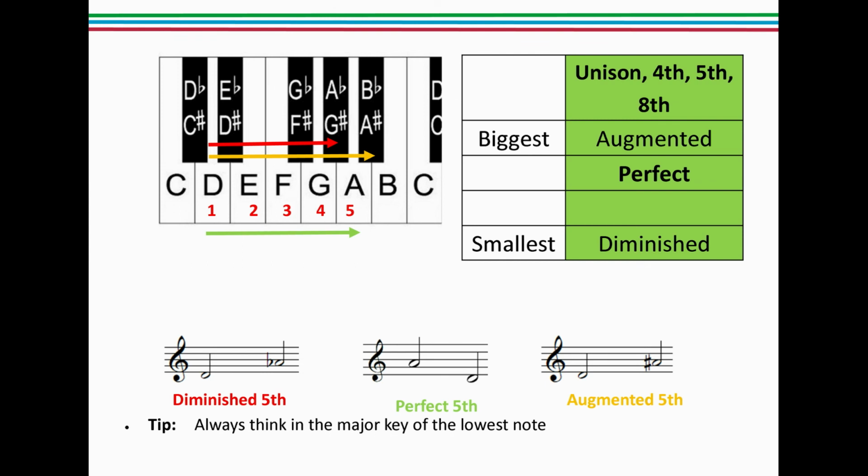Again, you might find it useful to have a little bit of colour coding and a little bit of perspective shown of the size of the interval on the piano keyboard there. I always get people to think about the major and the perfect intervals as being normal intervals. You're always thinking in the major key of the lowest note. So D to A is your perfect fifth. You can see that the augmented fifth with the yellow arrow is bigger. You can see that the diminished fifth with the red arrow is smaller.